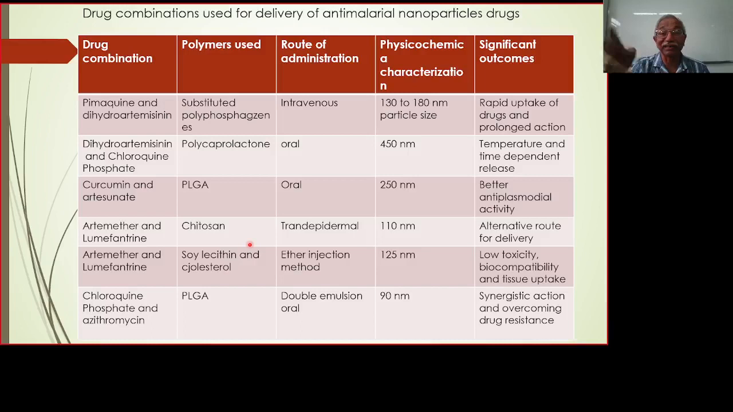They can be given intravenous, oral, transepidermal, by the ether injection method, or double emulsion oral. So it depends on how you are manufacturing. You can get oral or injectable. If you have particles which are 130 to 180 nanometers, they go intravenous because they are smaller than the RBCs.